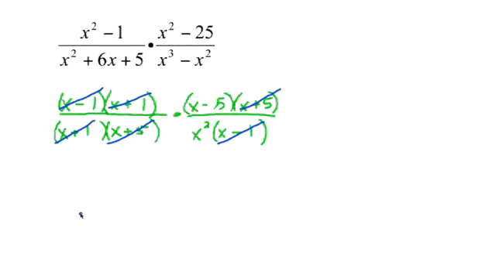I mention that just because I've had students ask me about that, so I get the impression that some students have gotten that feeling from something teachers taught them before. That is a good point. So let's see what's left over. In the numerator, we have an x minus 5 and the denominator x squared.